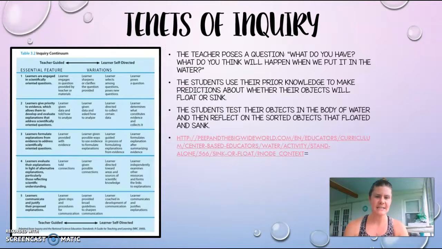A lot of this lesson is teacher guided. Like I said, I'm gearing this towards kindergarten, so a lot of mine is probably a level 0. I am giving the question: what do you have? What do you think will happen when we put it in the water? The students use their prior knowledge to make predictions. The students are testing their objects in the body of water and then reflect on the sorted objects that floated. And again, I gathered this information and resource from the How to Smile, and I gave my reference below.